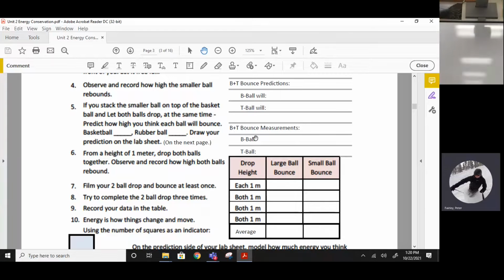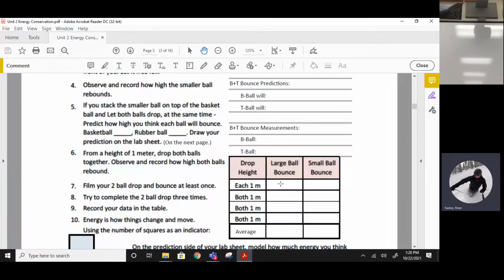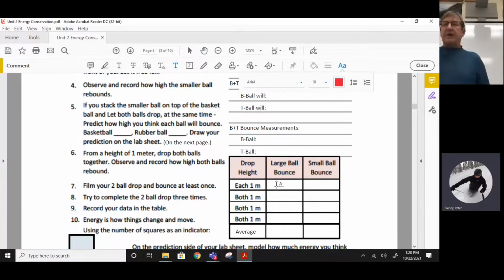Again, this top part, you should get these from the previous video. Right now, we're going to fill in this data table. So where it says each 1 meter, that's when the basketball bounced by itself. And the tennis ball bounced by itself, where it says each. Where it says both, that was when we had them dropping at the same time. Okay? I don't know how well it'll do, but let's just see it.